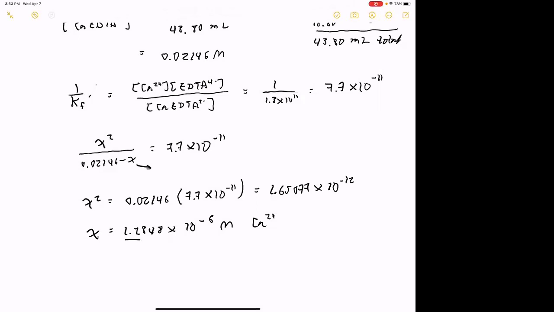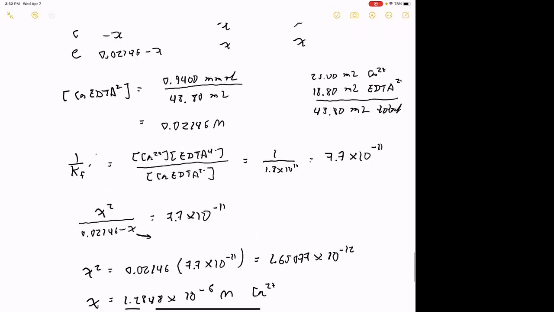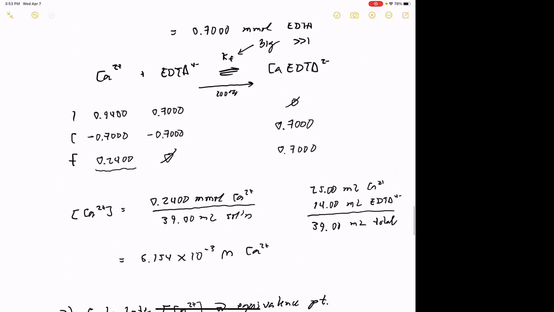Now here's the question I might pose to you. Why did I not bother to do this in part 2 when we were before the equivalence point? Why did I just let that be a limiting reactant calculation and not really worry about the calcium EDTA redissociating to give me some calcium ion back? Why did I not bother to do that? Because the KF was so big.